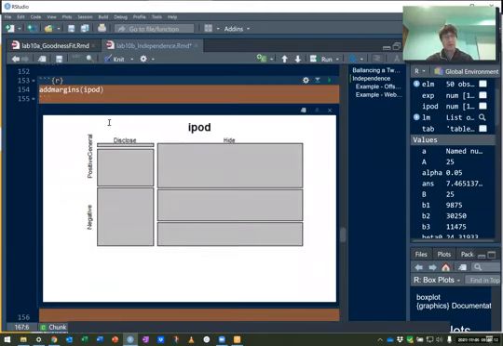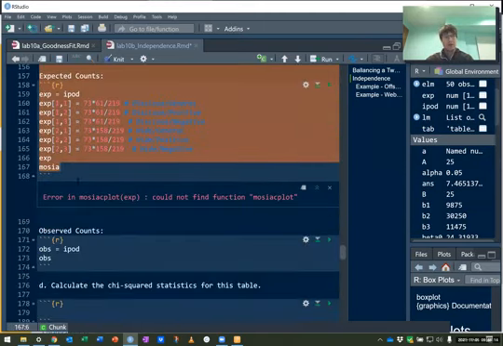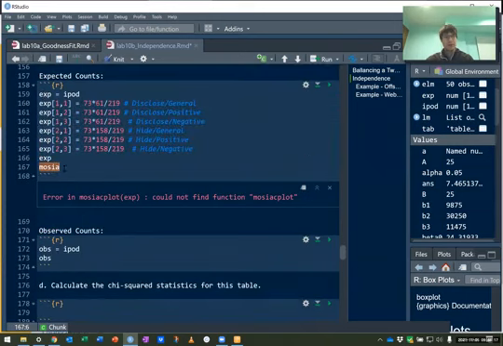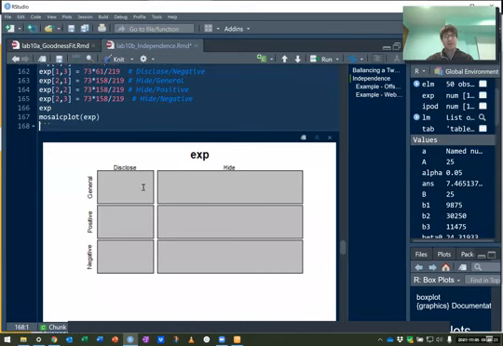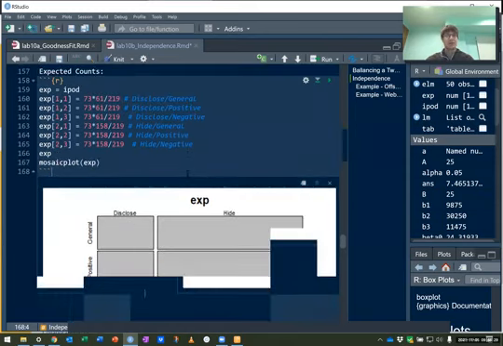Undo. I want to do this mosaic plot on my expected values. Oh, do you see how they're even now? Each category is evenly distributed based off the column and row totals.